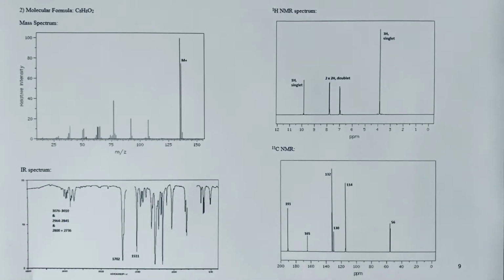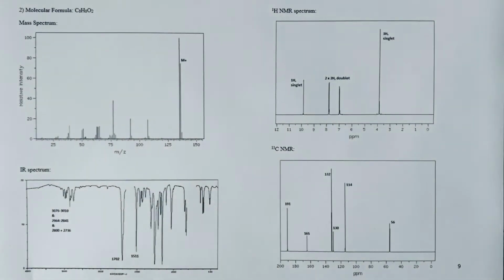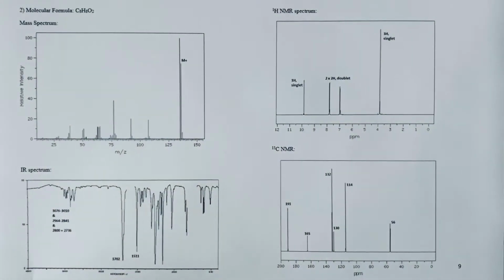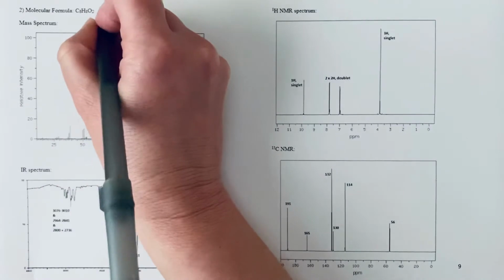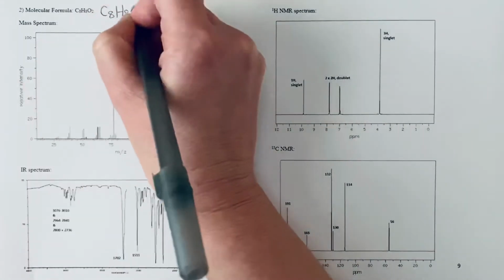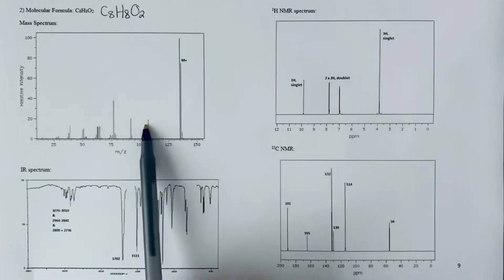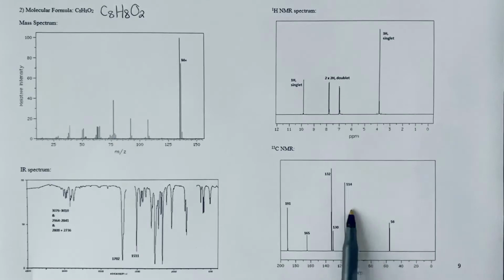All right, so in this problem, we have some information about an unknown organic compound, and we're going to want to see if we can deduce the structure. So we have a molecular formula, and it's a little bit small, so let me redraw this. So we have C8H8O2, and then we also have the mass spectrum, the proton NMR, the carbon-13 NMR, and the infrared spectra.